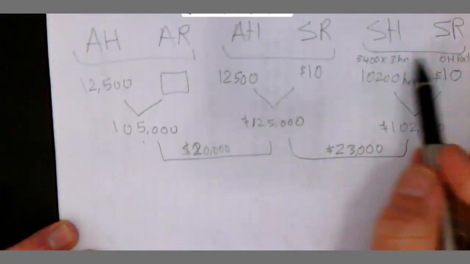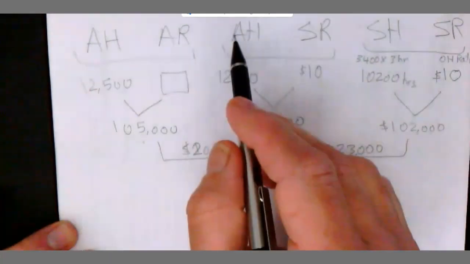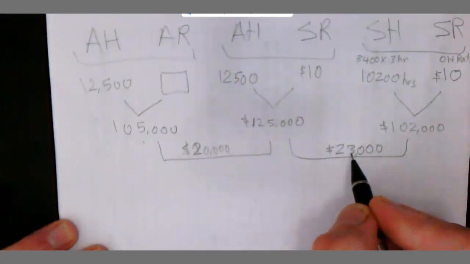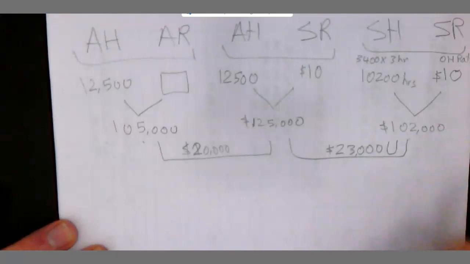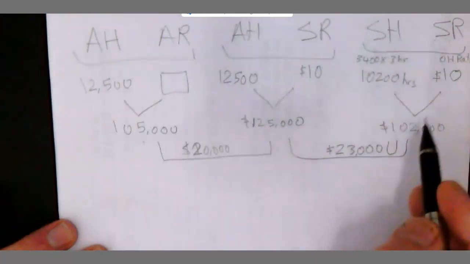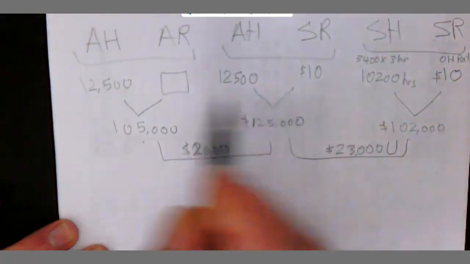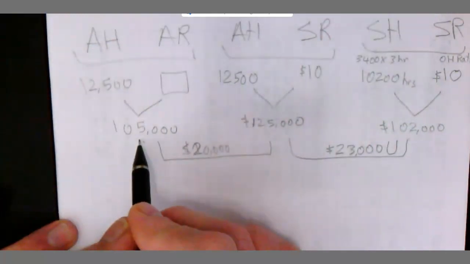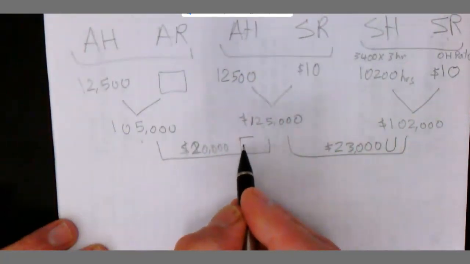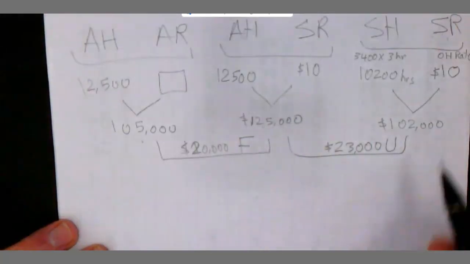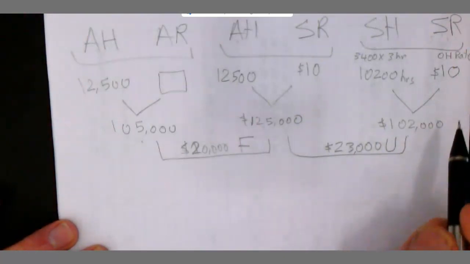Now, watch what I'm doing. SS, the standard supposed to be 102, actually ends up to be 125. So it's $23,000 unfavorable situation. Because standard was 102, SS 102 actually was 125. That's 23,000 unfavorable. Here is AA. Actually, I spent 105, but standard was 125, so that was $20,000 favorable outcome. So what is this exactly? 23,000 unfavorable.